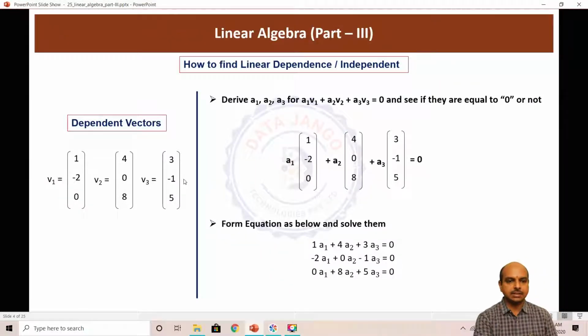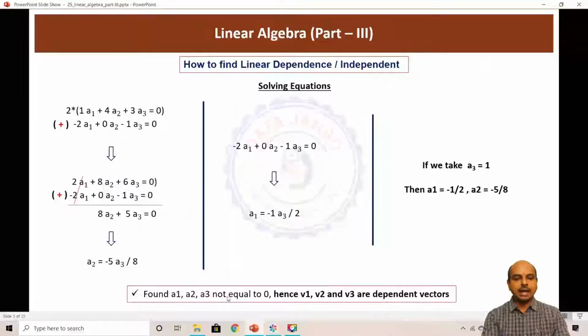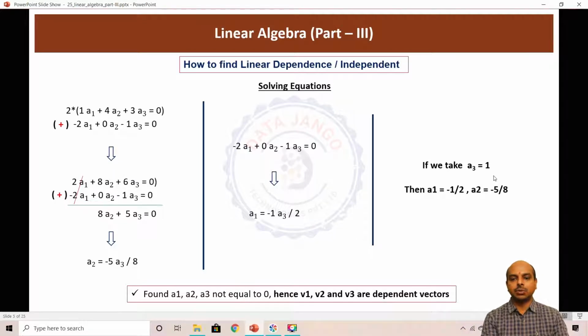I have taken three vectors which are linearly dependent. Let us see, in mathematics, how do you find whether three vectors are linearly dependent or independent? That's what I am trying to explain here. Okay, so when I solve these three equations, I have got a2 is equal to minus 5a3 by 8 and a1 is equal to minus 1a3 by 2. When I substitute a3 is equal to 1, I got a1 is equal to minus 1 by 2 and a2 is equal to minus 5 by 3.